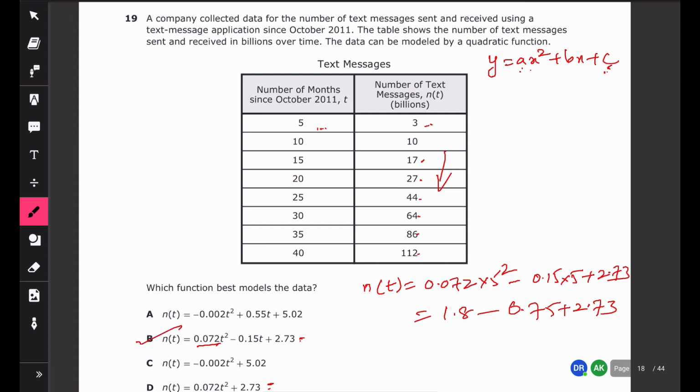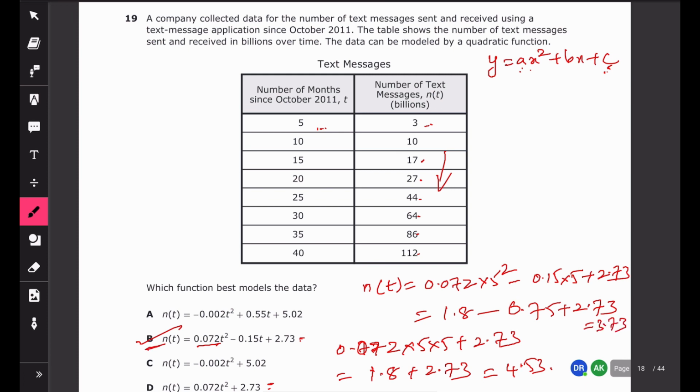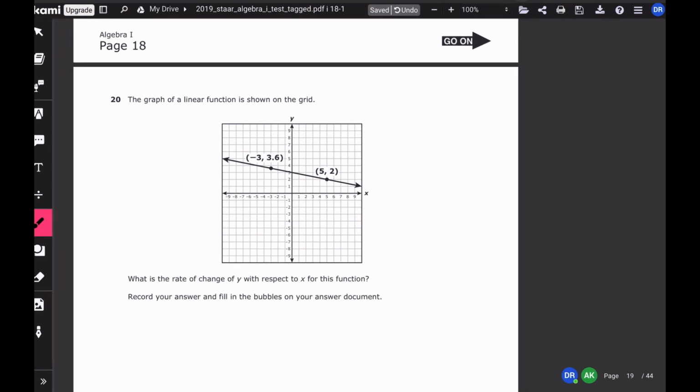You can check it out for even this last one. Are you getting it? 0.072 into 25 is 1.8, plus 2.73, so you're getting somewhere around 4.53, which is a much bigger value, whereas the data value is 3.73. So we can tell that B is the best fit for this data, whatever the data given. Next, the 20th one.